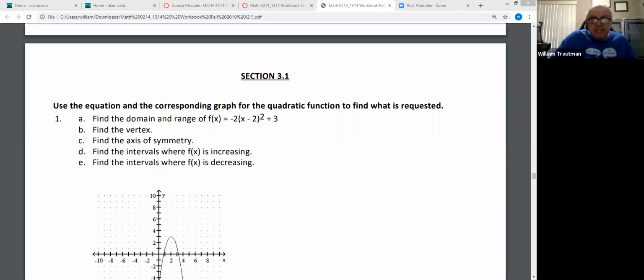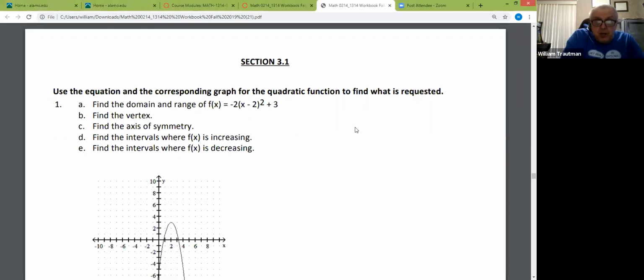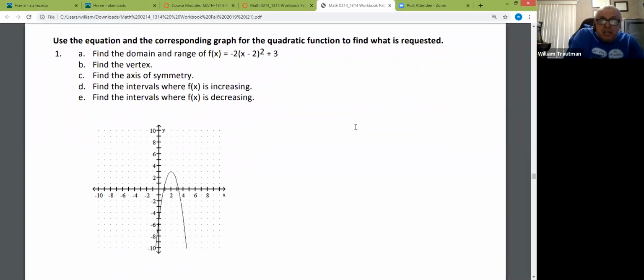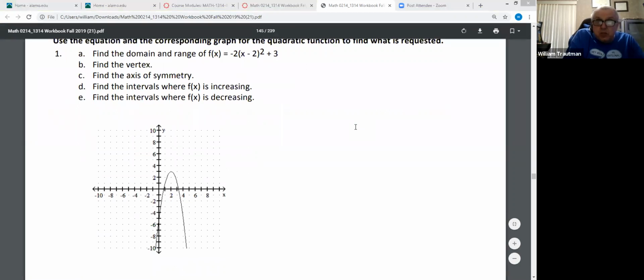Okay, welcome everybody. This is section 3.1. We're going to start using equations and corresponding graphs for quadratic equations. So we're going to look at different quadratic equations and different parts of it and label them and find answers that they ask for. We haven't done really a lot with quadratic equations, so we're doing it now.